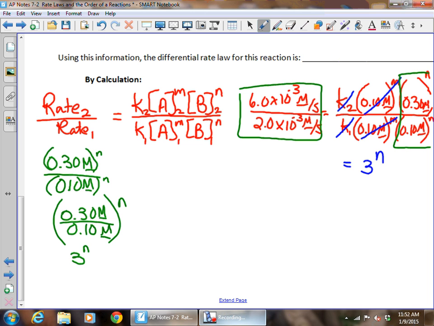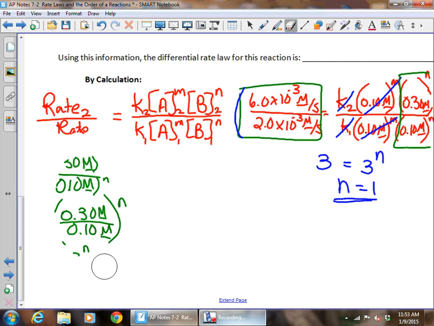And if we divide 6.0 by 2.0, both of them times 10 to the negative third, we get 3 for that as well. Well, hopefully you can see that any number raised to the first power is going to be itself, so it looks like n is equal to 1 here. So that's how we would determine that this is first order with respect to B. And that's how you would be able to say that now.